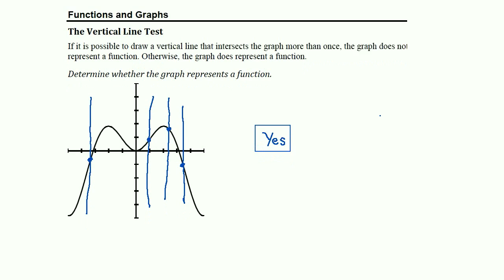Going on to the next example, we can right away draw a vertical line that intersects the graph more than once. So we would say no, this is not the graph of a function.